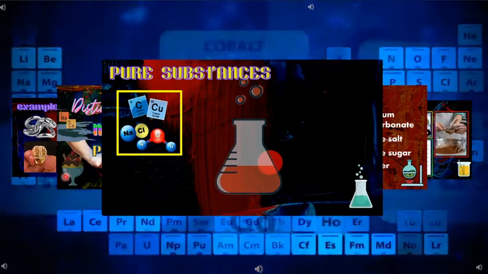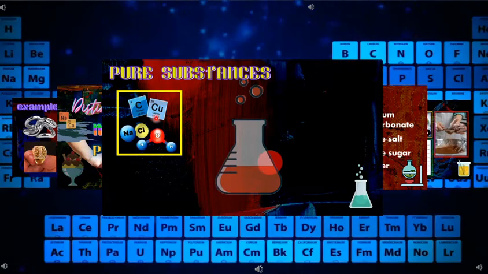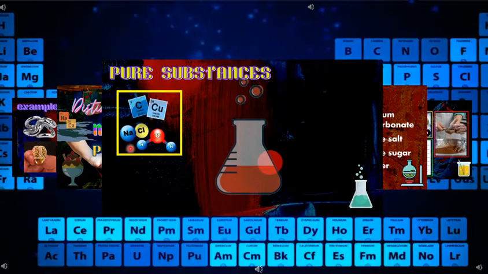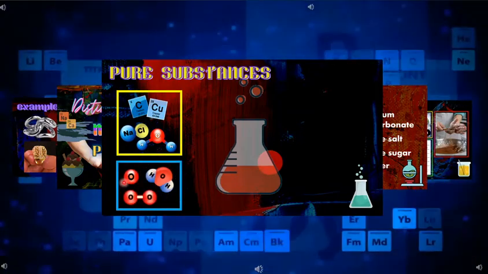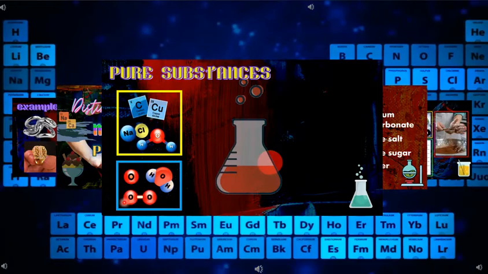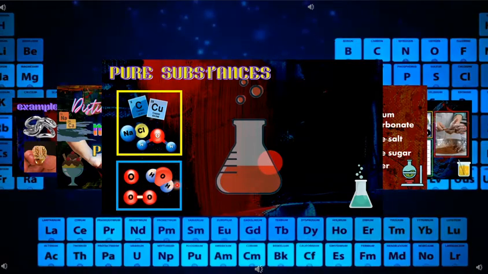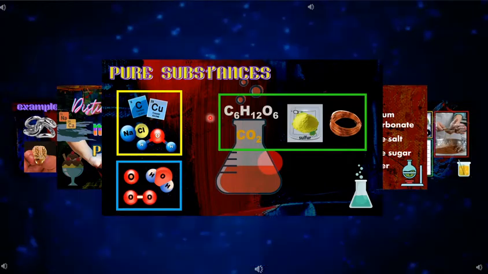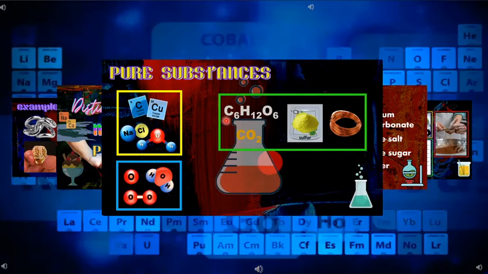Pure substances are either elements, such as carbon and copper, or compounds, such as sodium chloride and water. They are either atoms, like oxygen atom, or molecules, such as oxygen molecule and water molecule. They have definite compositions. For example, the compound glucose or simple sugar.